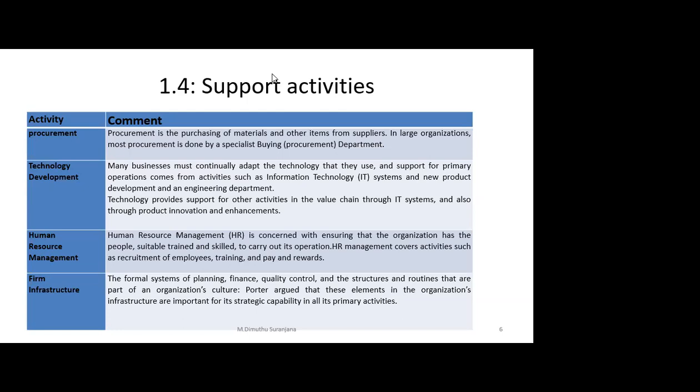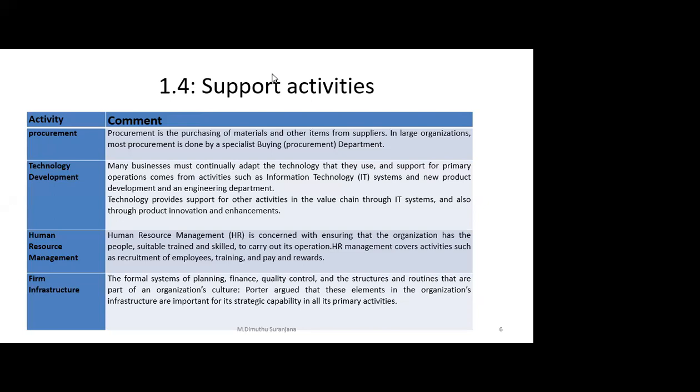Firm infrastructure. This normally includes planning, finance, quality control, and general administration. I saw one nice definition in one of the books regarding firm infrastructure: any activity which is not covered within the value chain should come under this. Very simple, right? Any activity not covered in the other activities should come under firm infrastructure. Correct, no?